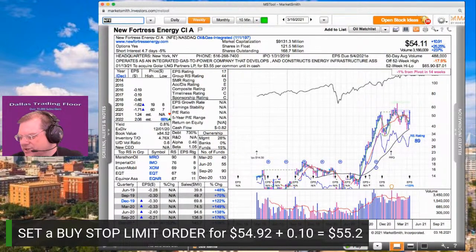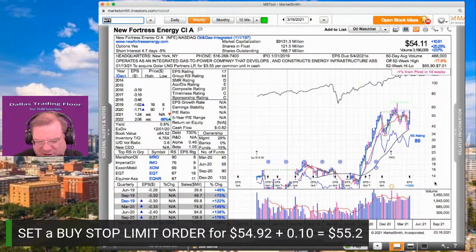Set a buy stop limit order for 54.92 plus 10 cents, or 55.20. If it moves above 55.20, I think you possibly could buy this one because it's shown a lot of strength. Now currently it closed at 54.11, so it's right below this buy point, and it was up $10.91. My guess is it probably will pull back a little bit, but then it may pull up once again. So I definitely think you can do this.